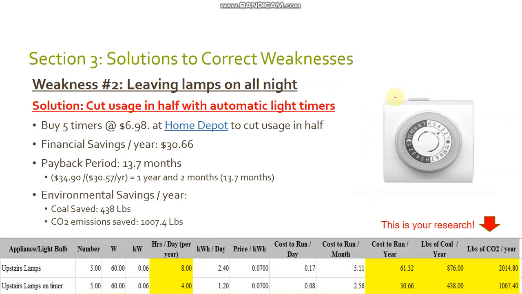Weakness number two, same thing. A picture of the product, exactly where to find it, the exact price, and calculate the savings by doing your research. Since this deals with electricity, I'm going to do the research by, again, making a copy. On the copy that you made, type old way, new way. In this case, the timers just shave the hours per day in half. So highlight that so the homeowner knows. Don't forget to highlight the pounds of coal and pounds of CO2 per year, but also the cost to run per year. So you have potential savings, calculate the payback period, and the environmental savings.